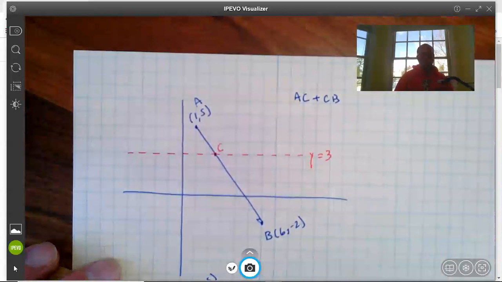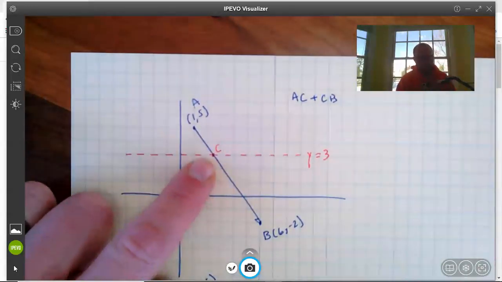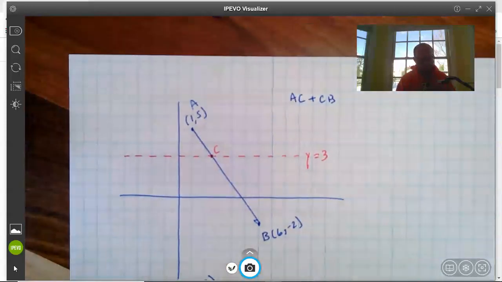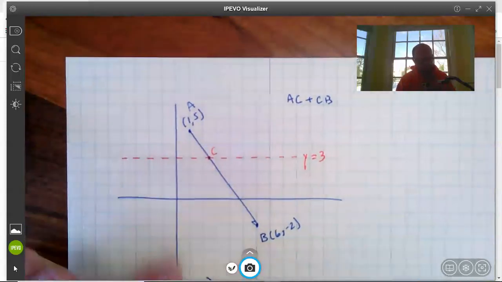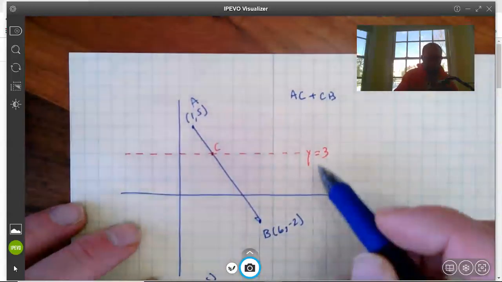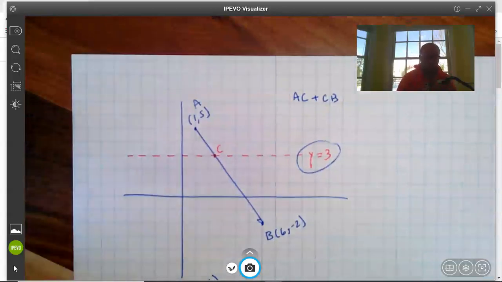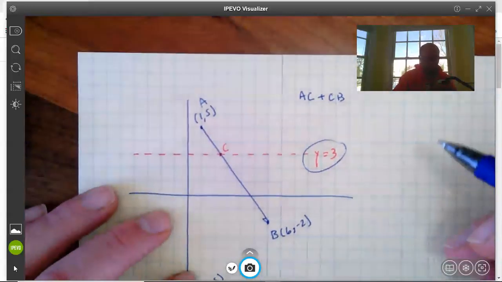Okay. Well, we all know that the shortest distance between 2 points is a straight line, so C needs to be on a straight line between A and B. Now we just have to figure out where that point is exactly. Oh, by the way, we're also told that it needs to be on this line y equals 3. So we know the y coordinate is 3. All right, so let's take a look.